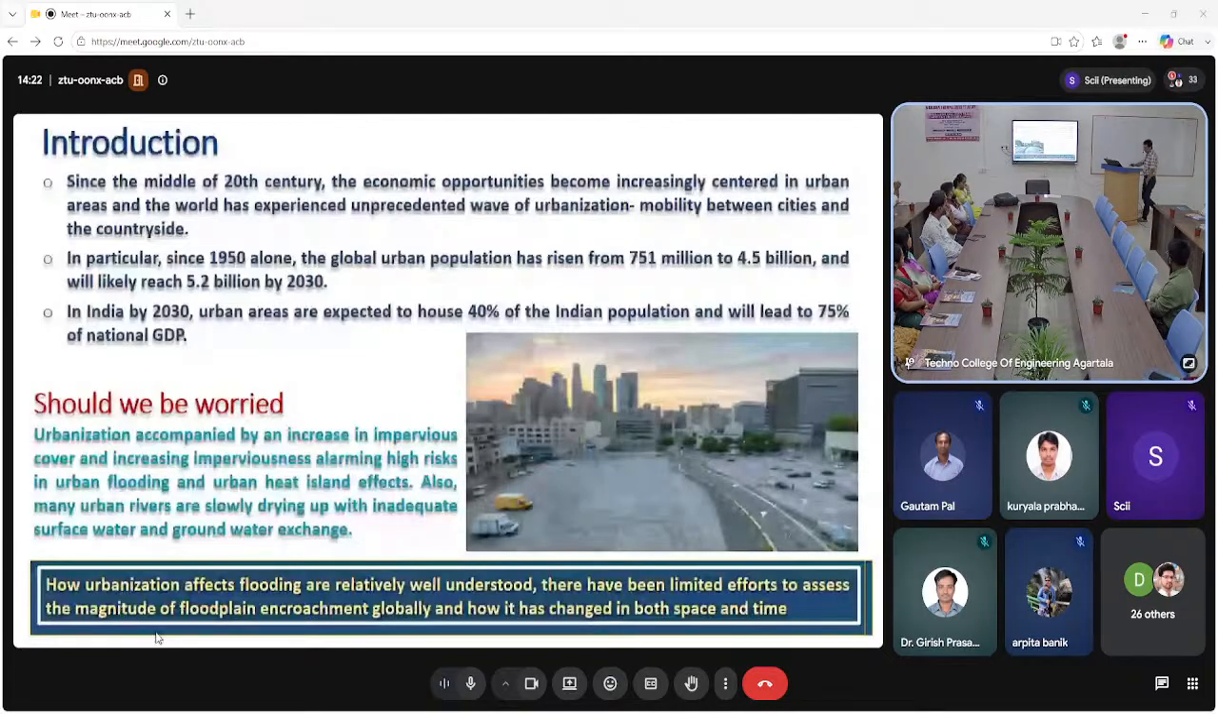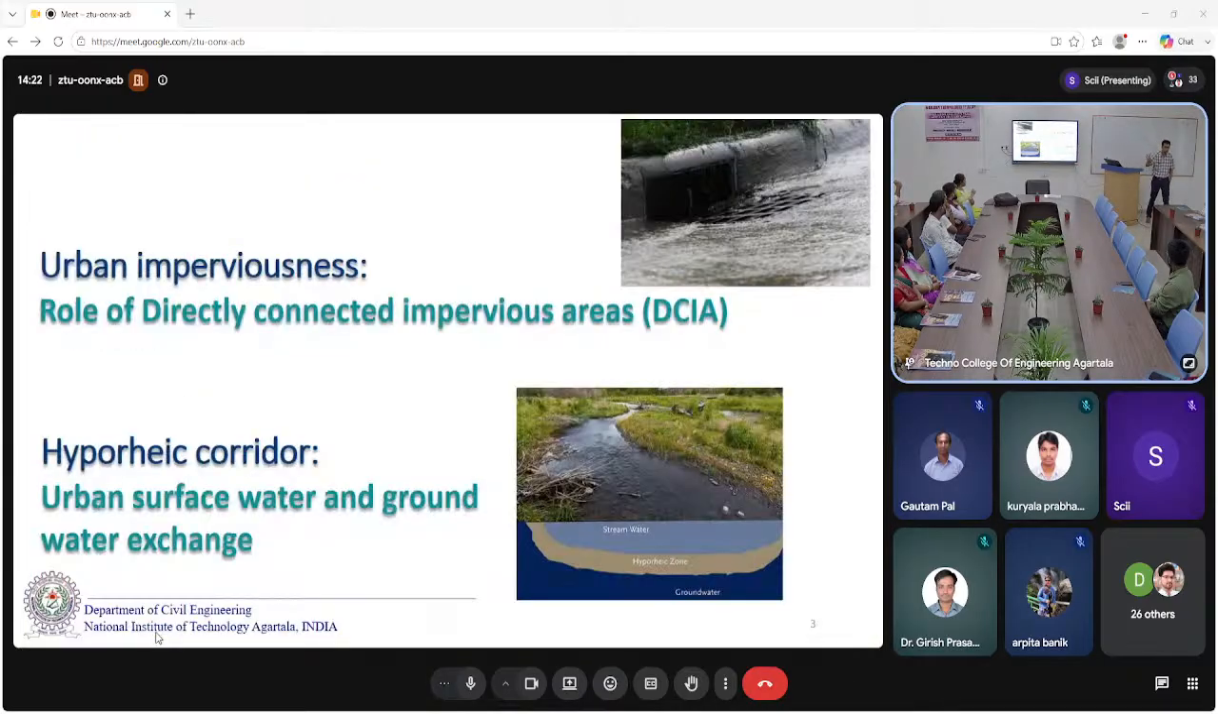So quickly, for this class, I will take up these two issues. There are many factors, but I will try to cover only these two issues in another 30 to 35 minutes. Then I will take up some questions from you. The first issue I want to take up is urban imperviousness: what is the role of directly connected impervious area? And the second one is the hyporheic corridor, and why this exchange between surface water and groundwater is so important in urban areas.